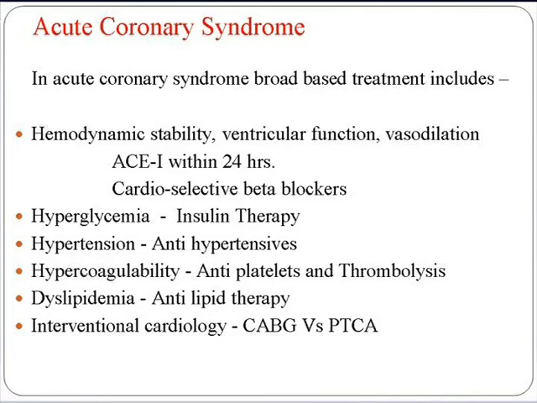What do we do in acute coronary syndrome? The management in acute coronary syndrome includes the usual management of hemodynamic stability, control of hypertension, control of hypercoagulable state, and control of dyslipidemia. The diabetic control, mainly the control of hyperglycemia, has to be with insulin therapy. This has been proven with the DIGAMI study. And those patients who are not responding, or those who are candidates for primary intervention, have to be taken up promptly.